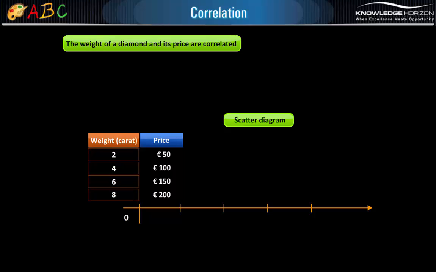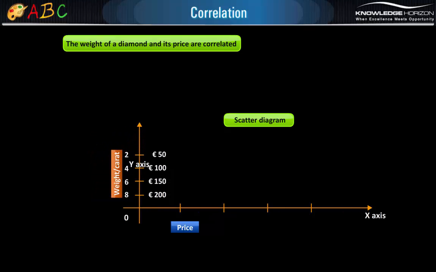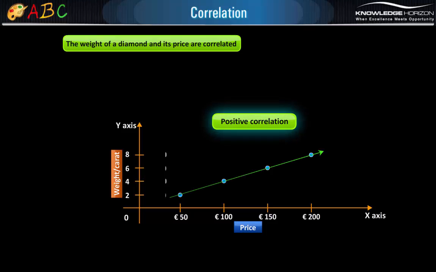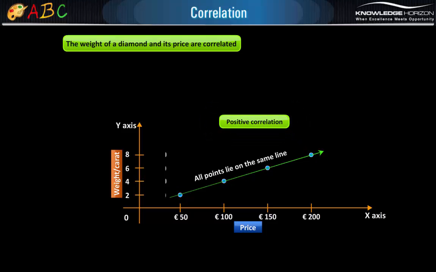To plot a scatter diagram, let us put the prices on axis X and the weights on axis Y. Rearrange the points on the number line. Each point of the scatter diagram represents the coordinate for price and weight of a diamond. Since the line moves upward as we move from left to right, it shows positive correlation. All the points on the scatter diagram lie on the same line, so it is a case of perfect positive correlation.